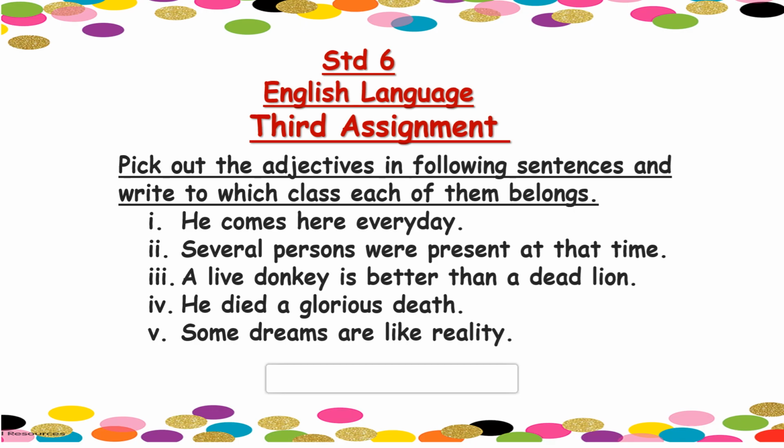Again, several persons were present at that time. How many persons? Several persons. Several is an adjective. Similarly, you need to do the other three examples also. A donkey is better than a dead lion. He died a glorious death. Some dreams are like reality. In these three examples, students, this is your homework you're going to do on your own. It is possible that in some sentences two adjectives are also there. So you need to find that.